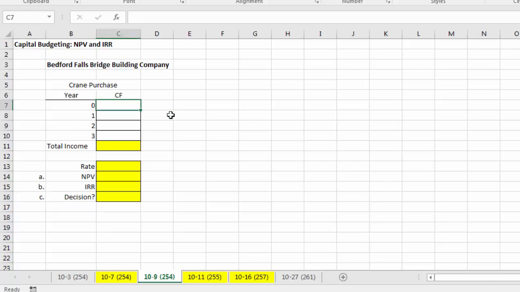$17,291.42. That's going to be our outflow, minus $17,291.42. And the expected incremental cash flows are $5,000 at the end of year 1, $8,000 at the end of year 2, $10,000 at the end of year 3.